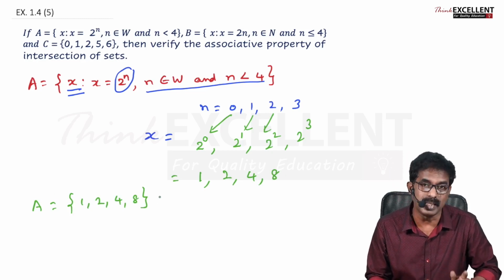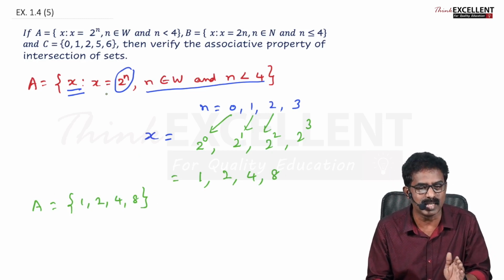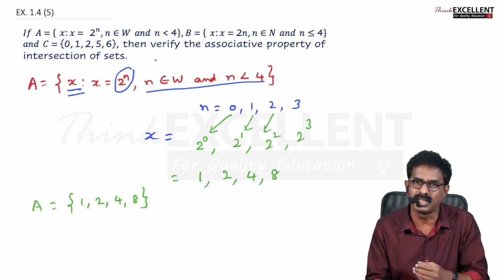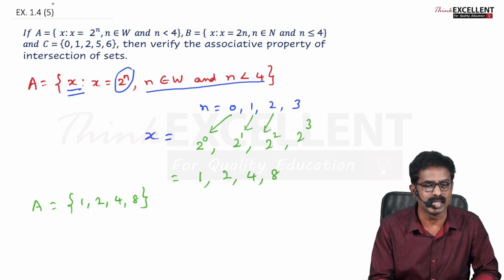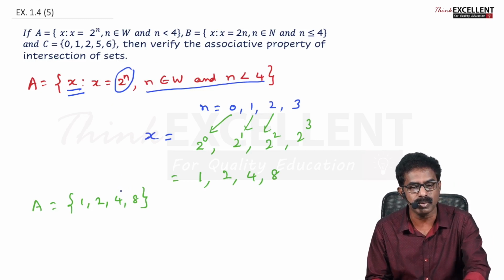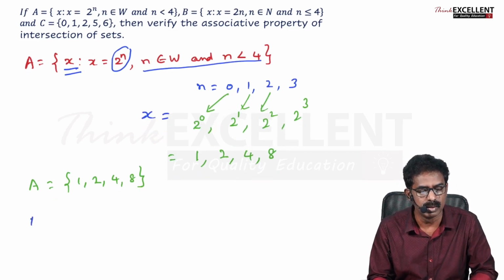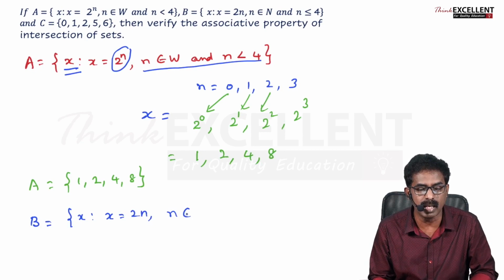Now let us see B. I am going to explain that also. Then C is already given in roster form. Then whatever they ask, you can do that, right? Now let us see how to write B. B equal to the set of all x such that x is equal to 2n. And what is n here? n belongs to N and n is less than or equal to 4.